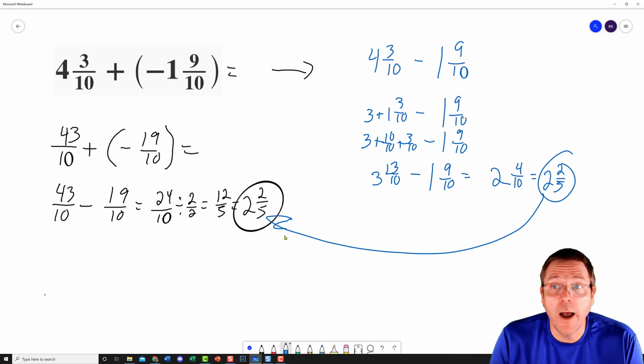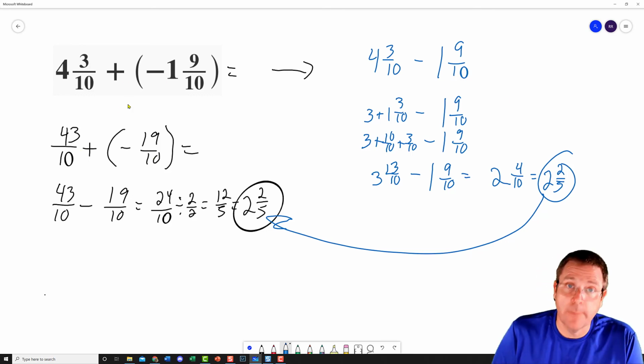Do you see why we want to change them to an improper fraction? Which looks cleaner, this or that? Improper fractions, a better way to go.